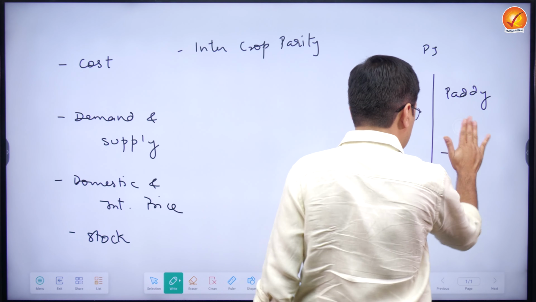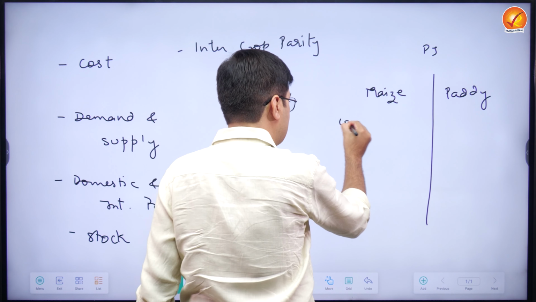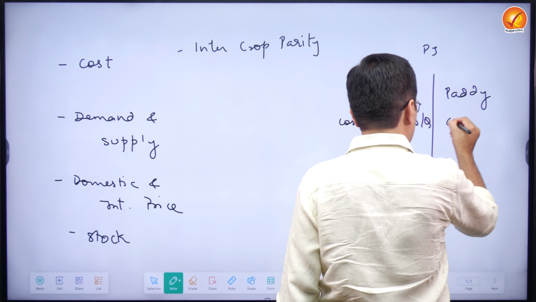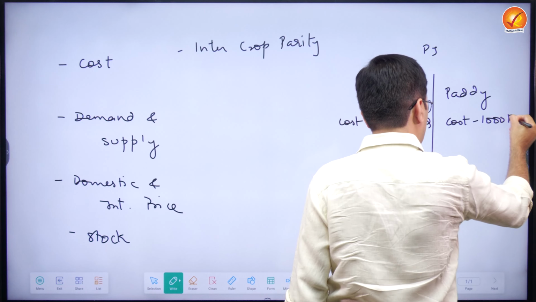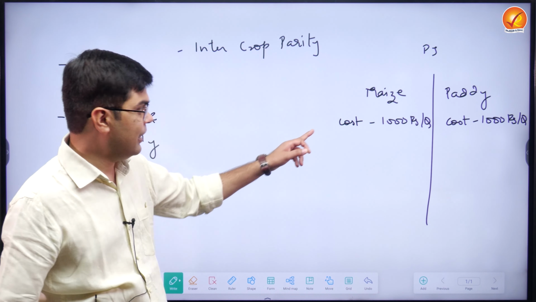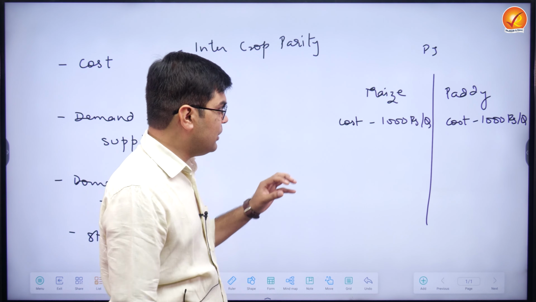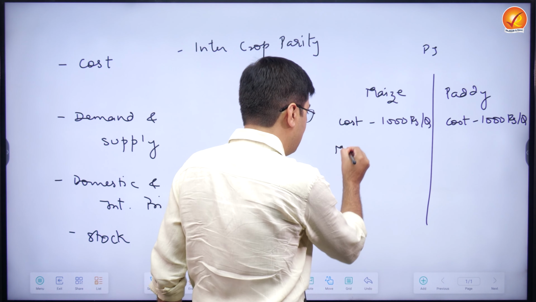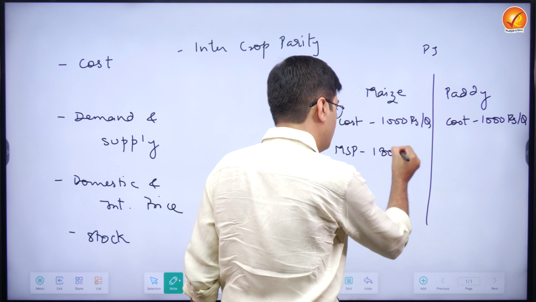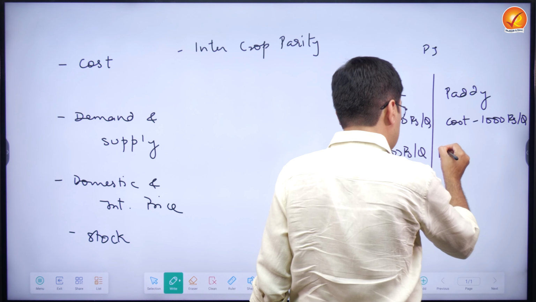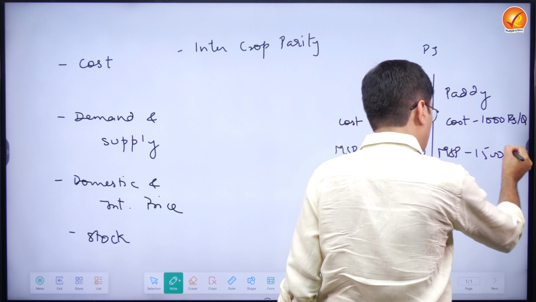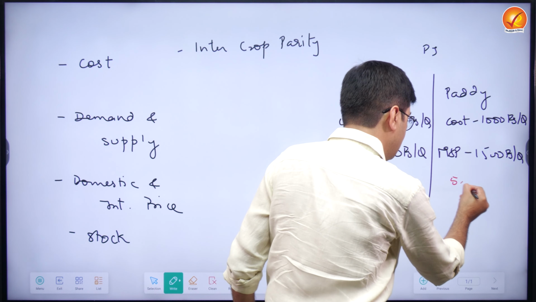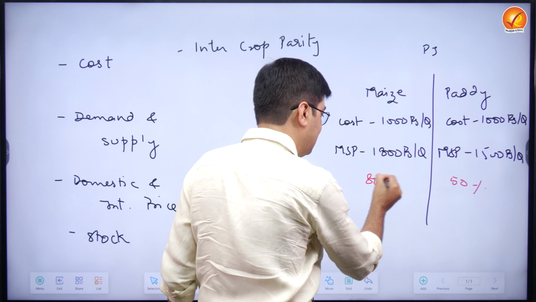What may now happen is, just suppose the cost of maize cultivation is, let's say, 1,000 rupees a quintal, and the cost of paddy cultivation is, let's say, also 1,000 rupees a quintal. This is the cost of cultivation of paddy and maize. Achha, suppose the government wants paddy cultivating farmers to shift to maize. So if the MSP on maize is announced, let's say, at 1800 rupees a quintal, and the MSP on paddy is, let's say, 1500 rupees a quintal. That means in paddy the profit margin is 50% and in maize the profit margin is 80%.